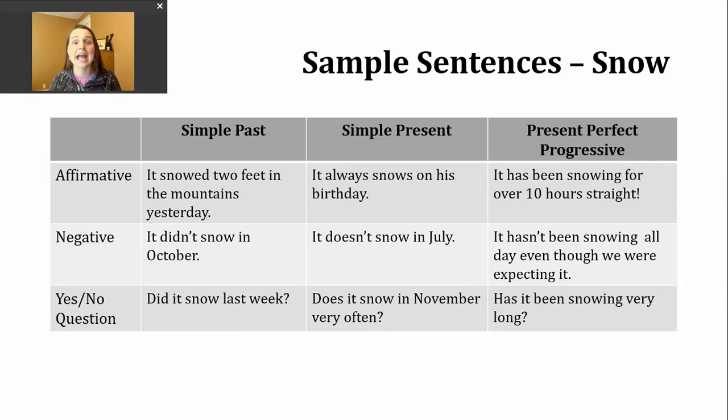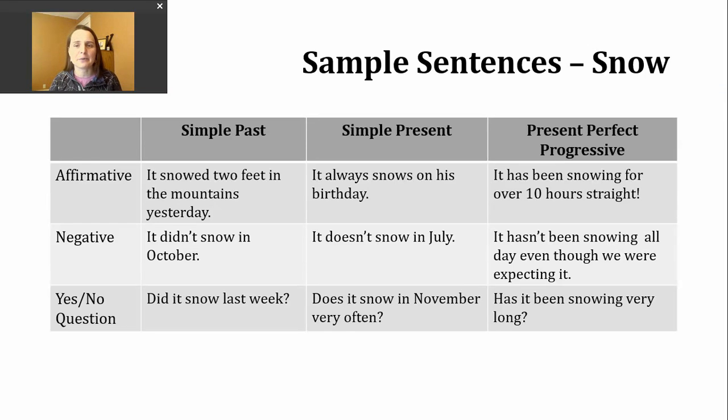So let's take a look at an affirmative example. It has been snowing for over 10 hours straight. So it implies it started snowing about 10 hours ago, and it has continued to snow up until this present time, or the moment that I'm speaking, or maybe if I was texting this to a friend, at the moment I'm writing it. If I want to make a negative present perfect progressive sentence, I need to insert not after have or has. You might hear native speakers use the contractions haven't or hasn't.